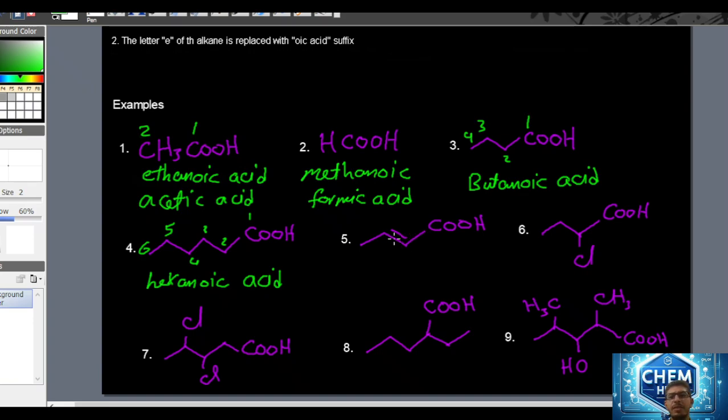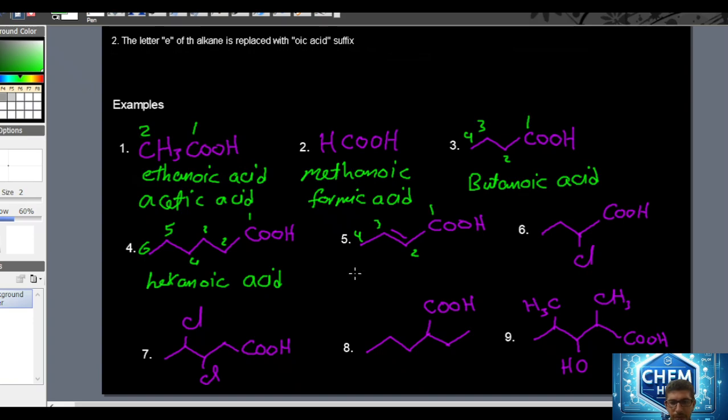How about this compound? This compound has a double bond, right? So you could either start from the double bond, or the carbon nearest to the double bond, like from the left, or you can start simply from the right, which has higher priority here. Always, the carboxylic acid group has higher priority than a double or triple bond. So you have to start from the right. One, two, three, and four.